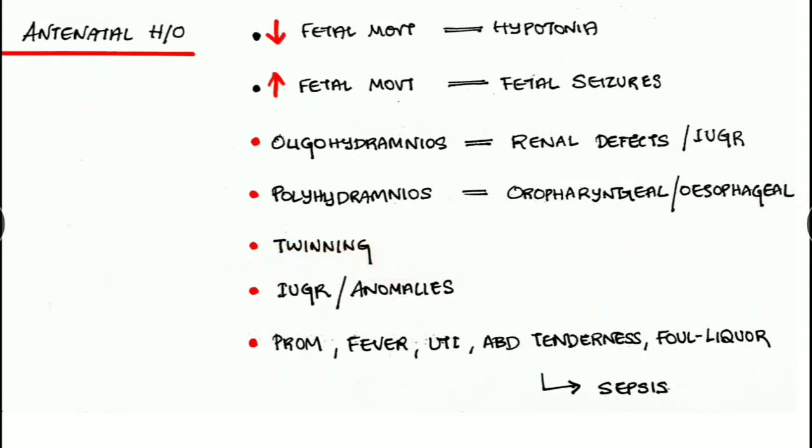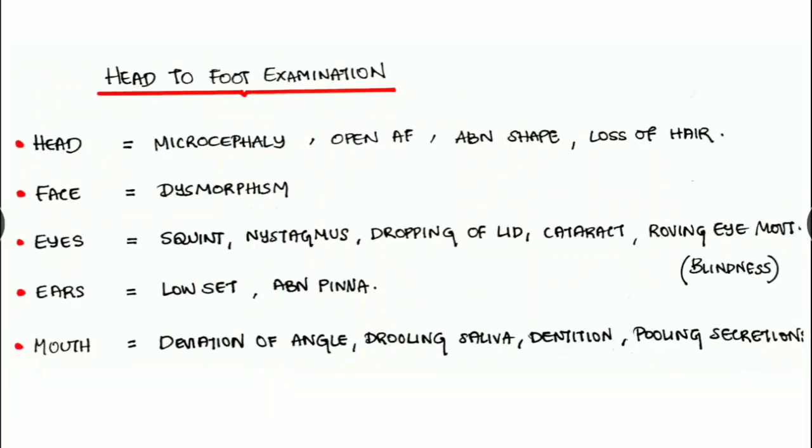Ask about any twinning history, IUGR or congenital anomalies, or even premature rupture of membrane, fever, UTI, abdominal tenderness, or any foul smelling liquor during the antenatal history, which rules out sepsis. We have to do a proper head to foot examination in the cerebral palsy child.